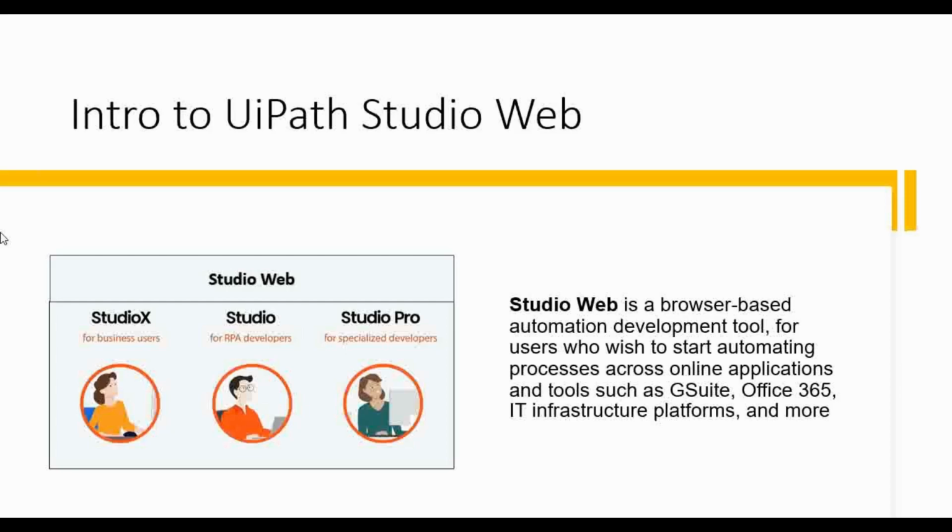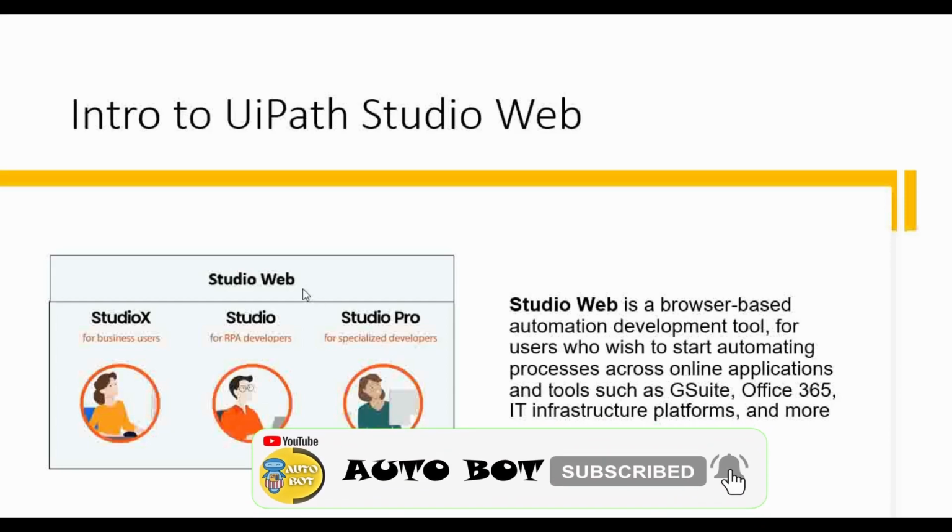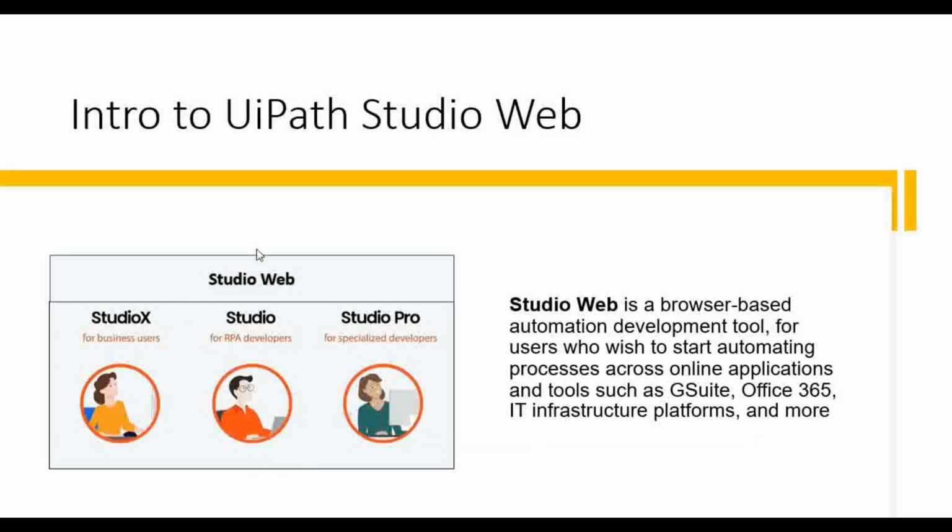Here you can see that StudioX is mainly for business users, Studio is mainly for RPA developers, and Studio Pro is for specialized developers with vast experience in RPA development. On top of that, we have Studio Web. All these people can use Studio Web. Let us understand what Studio Web is. Studio Web is a browser-based automation development tool for users who wish to start automating processes across online applications and tools such as G Suite, Office 365, IT infrastructure platforms, and more.